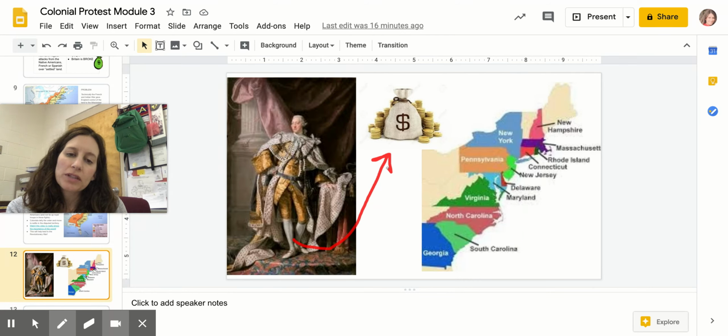So King George wants money, and guess who he wants it from? The people who are costing him the money, which are the 13 colonies. So he is going to start charging them taxes to raise money for what he sees as problems that they created. And that is where we will pick up tomorrow.